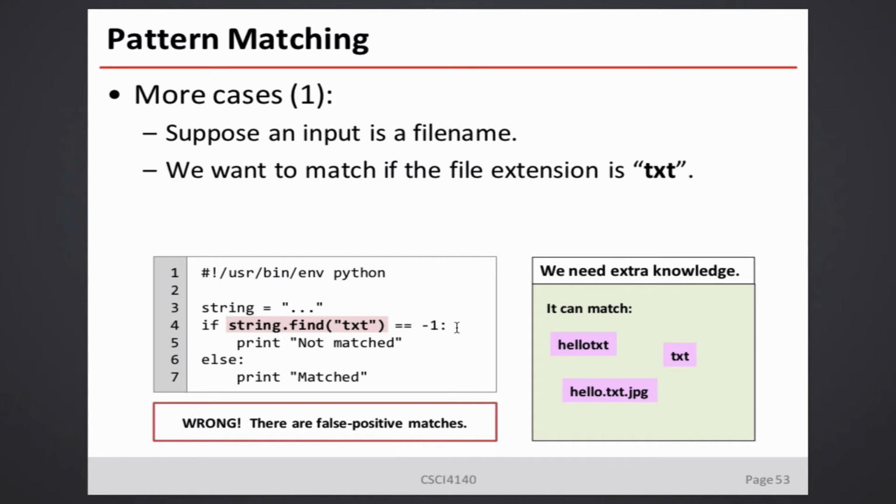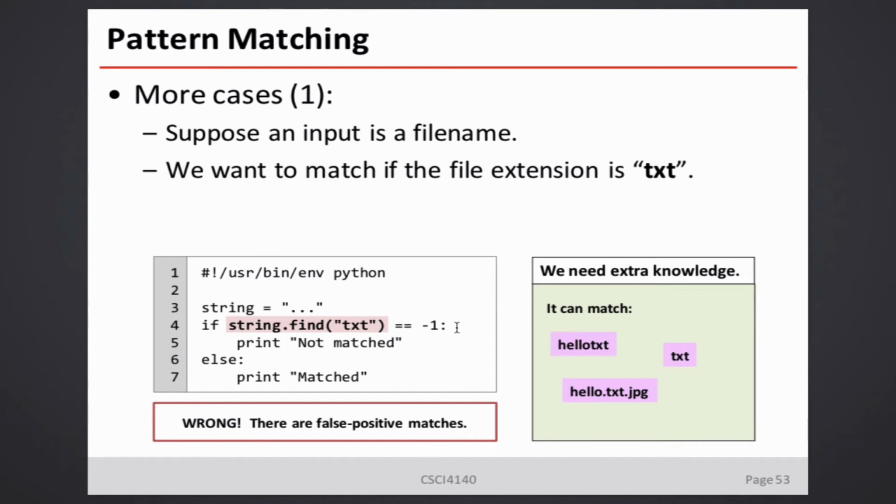So I want to look up. Now I simplify the case. I don't want AOE.zip. I want txt files only. How does this program fail us? I only say that there are false positive matches.